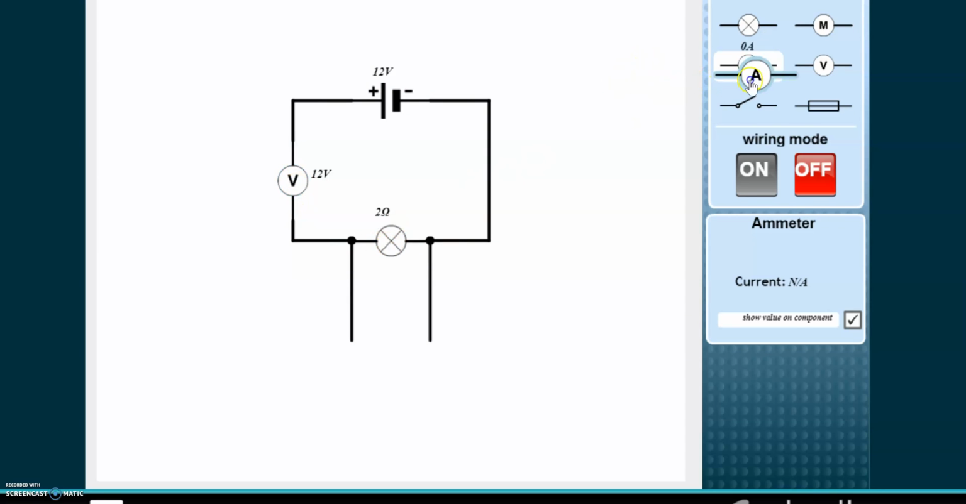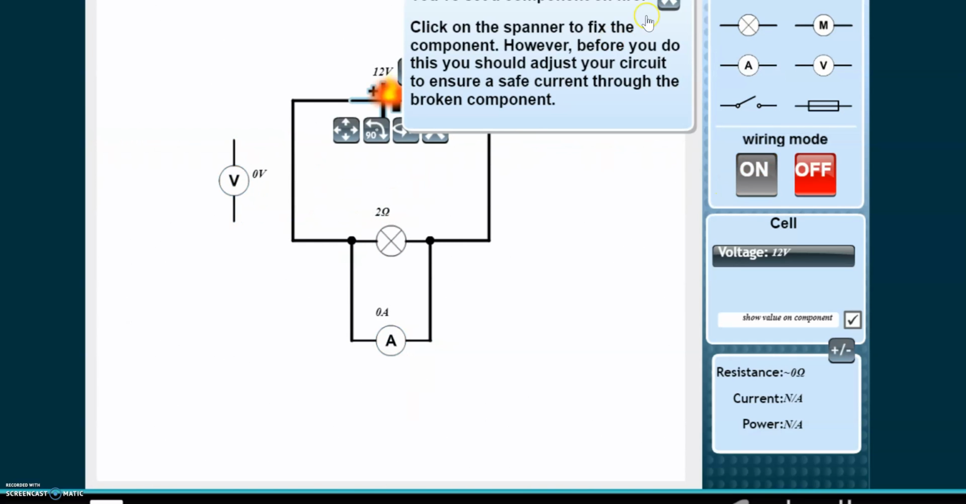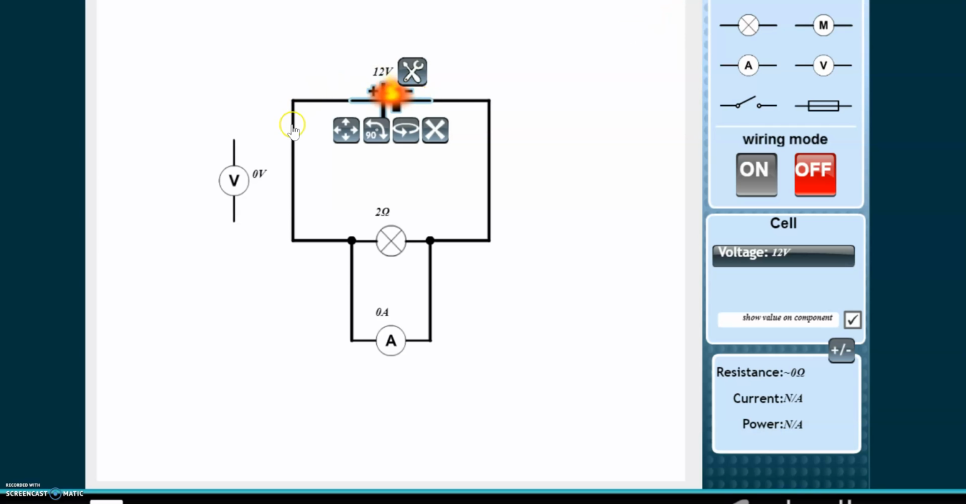Whereas if I connect the ammeter in parallel and remove that and complete the wire here, you can see that it sets on fire. This is because the current flows around here and it goes down through the ammeter, which has no resistance, and back there and we get too much current. Too much current means a fire. Exciting.